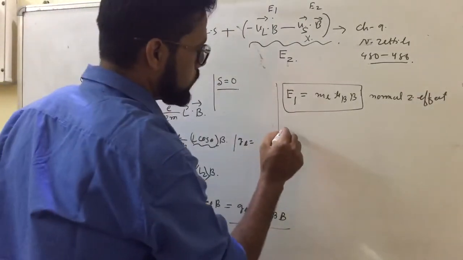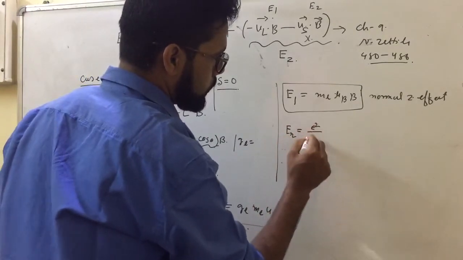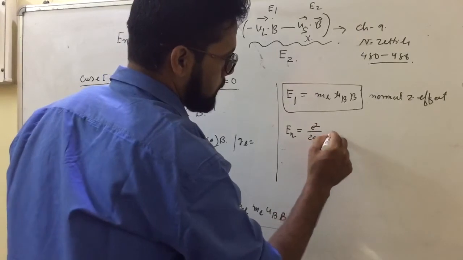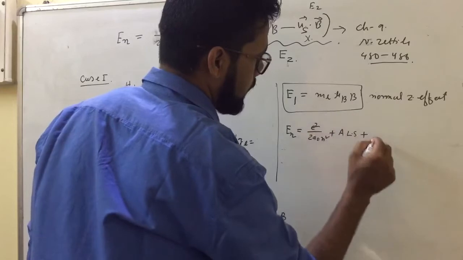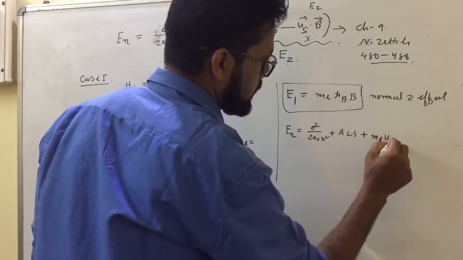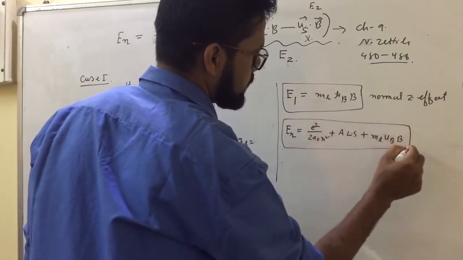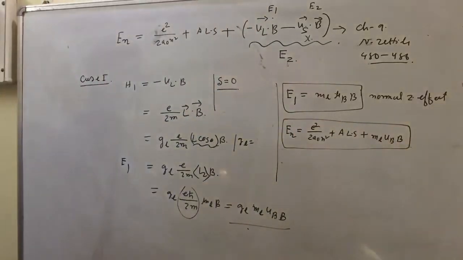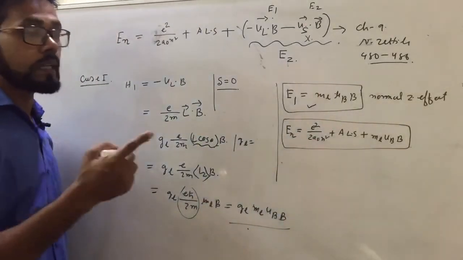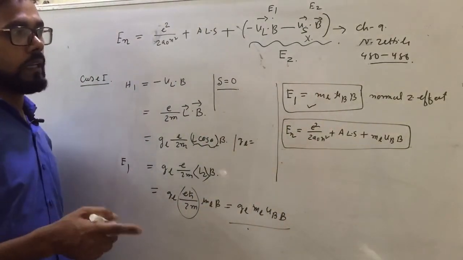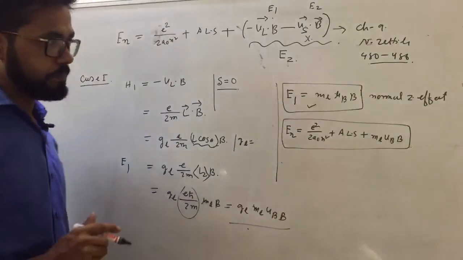Under this condition, the total energy of the system is e square over twice a naught n squared plus A L dot S plus ml mu B B. This is the total energy of the hydrogen atom system after application of a magnetic field. This energy is known as the Zeeman energy, the normal Zeeman effect. Why is it normal? Because the magnetic field is weak, and number two, spin is not considered.